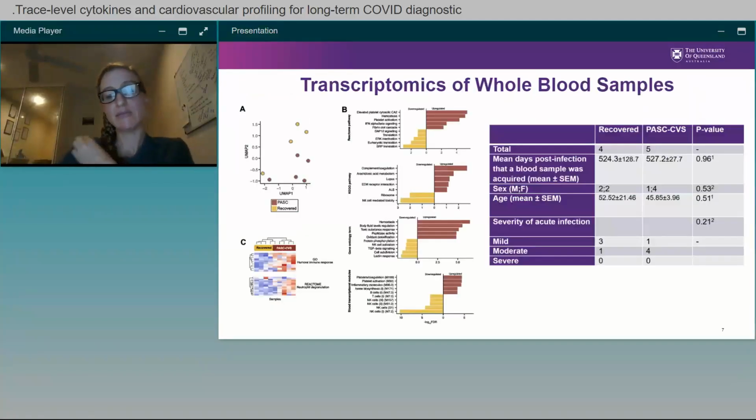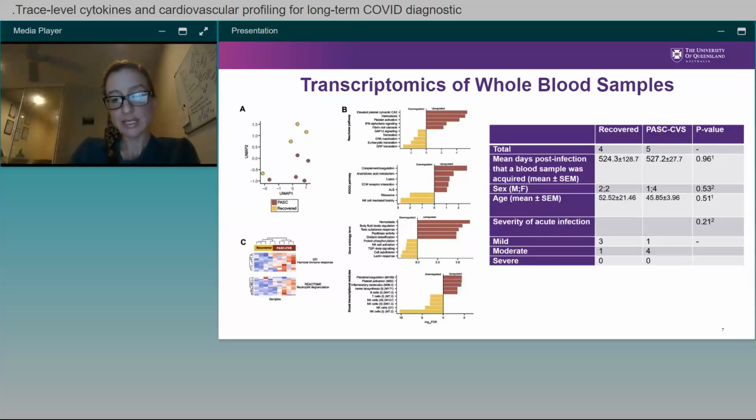So what we did is a very initial, just proof of principle study. We collected whole blood samples from 4 individuals who had had SARS-CoV-2 but had had no prolonged symptoms, and 5 individuals who had what we call PASC-CVS, so individuals who were self-reporting chest pain or heart palpitations. These were collected approximately 500 days post-acute infection. So this is quite a prolonged period after their acute infection.